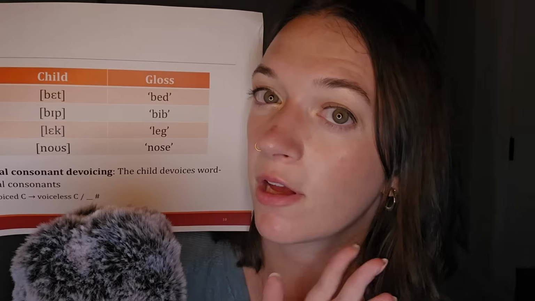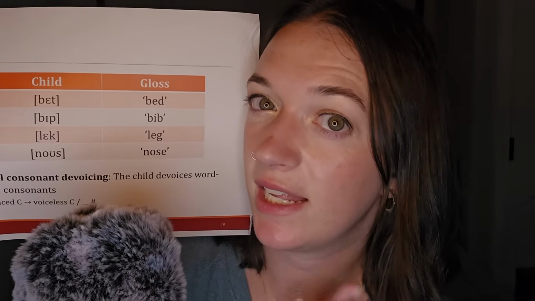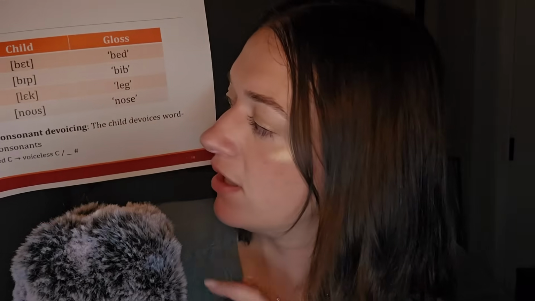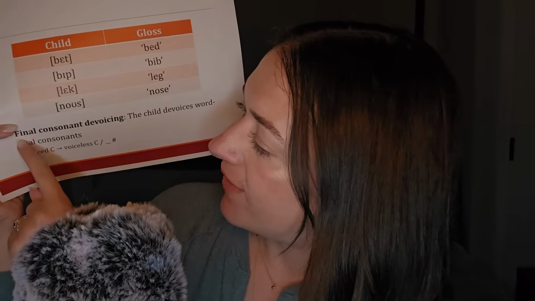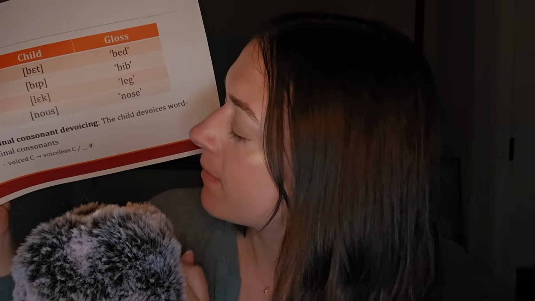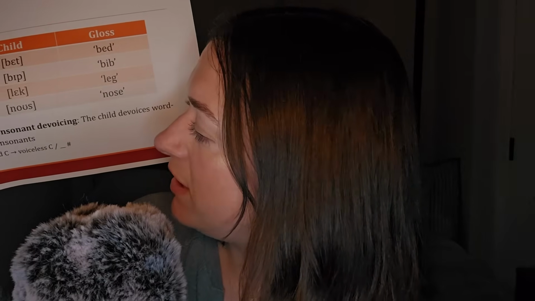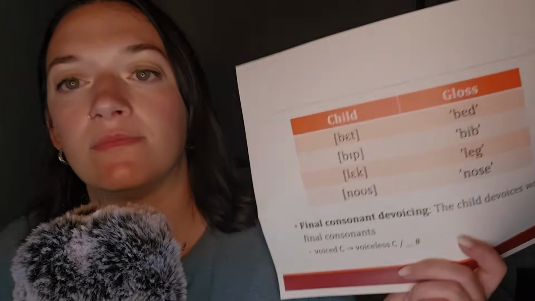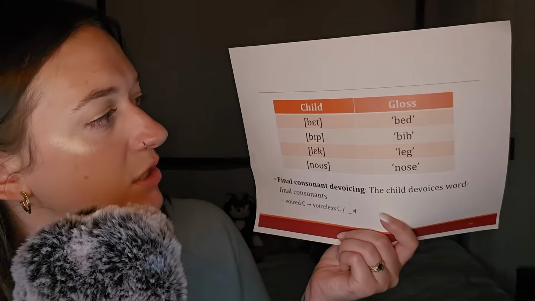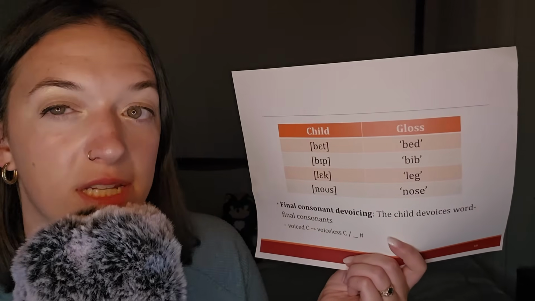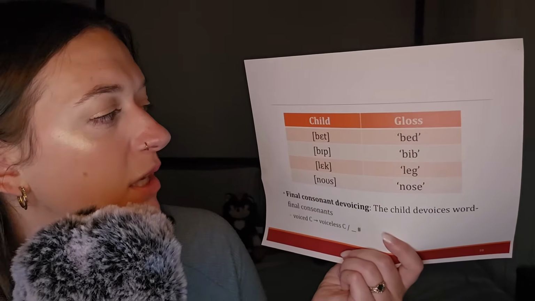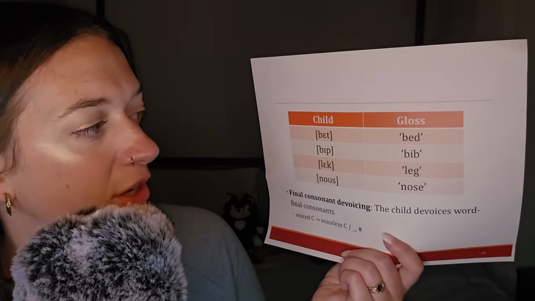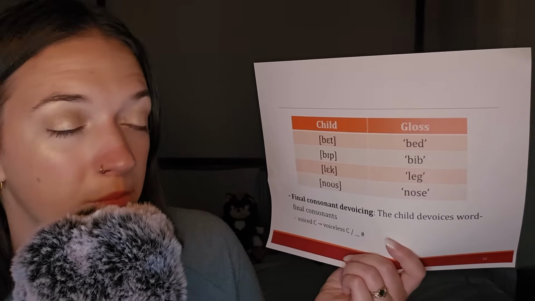There are some common patterns we see in children's language, or children's pronunciation errors. A common one is final consonant devoicing. So the child devoices word-final consonants. So bed might be pronounced as bet. Bib is pronounced as bip. Leg as lek. And nose as nos.